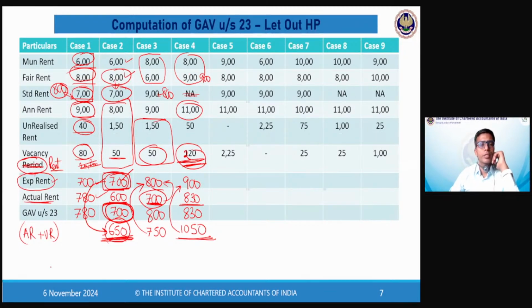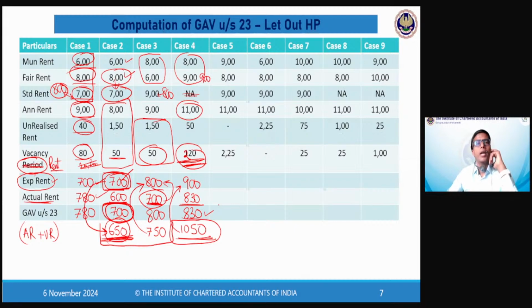So see, in these scenarios, I have taken both possibilities. In these two cases, vacancy was not the cause of AR being less. So in these two cases, the final GAV was the ER figure. However, in this case, it was the vacancy which was causing AR to be lower. So in this case, AR was the GAV. So this is the differentiating factor.